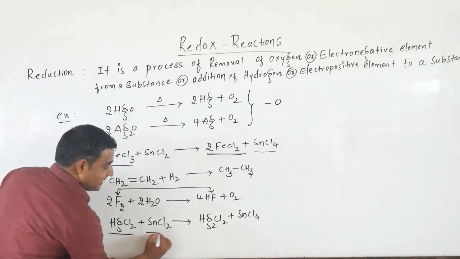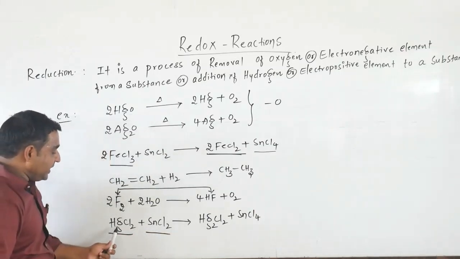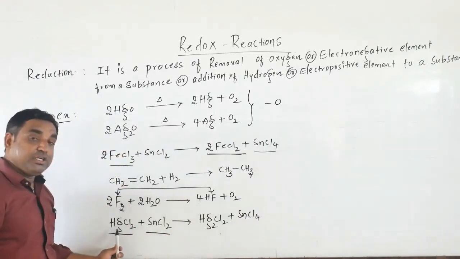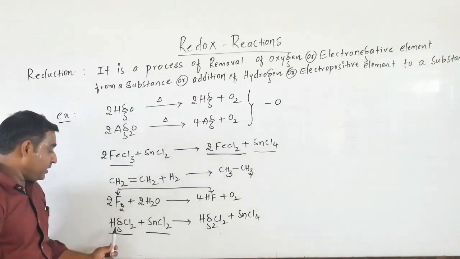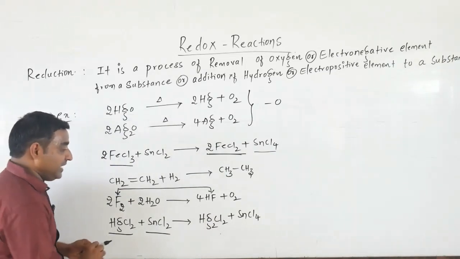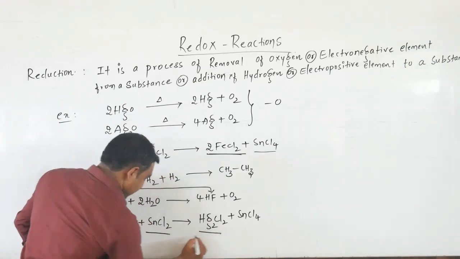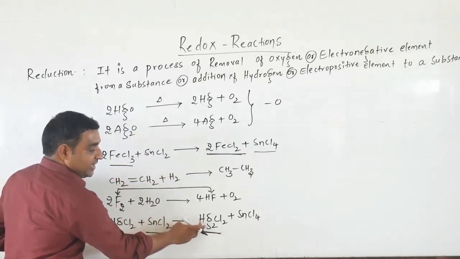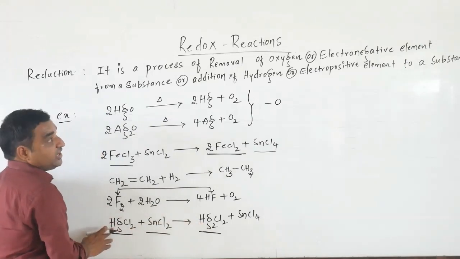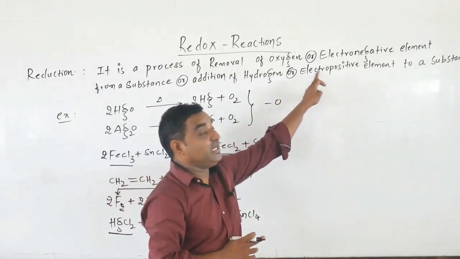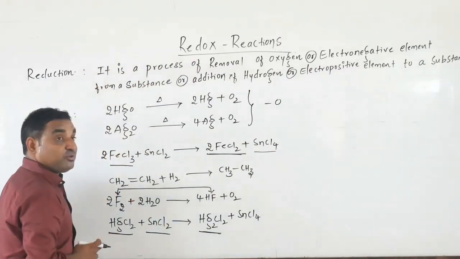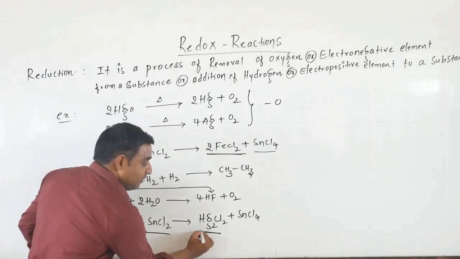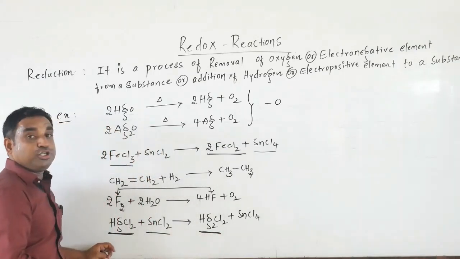Now in the case of HgCl2 plus SnCl2, HgCl2 is converted into Hg2Cl2. Here mercury is the electropositive element that is added. See here, there is Hg1 here, and Hg2 here. That means one Hg is added. What is added? Hg, an electropositive element, is added. Hence we call it a reduction process. HgCl2 is reduced by the addition of an electropositive element.